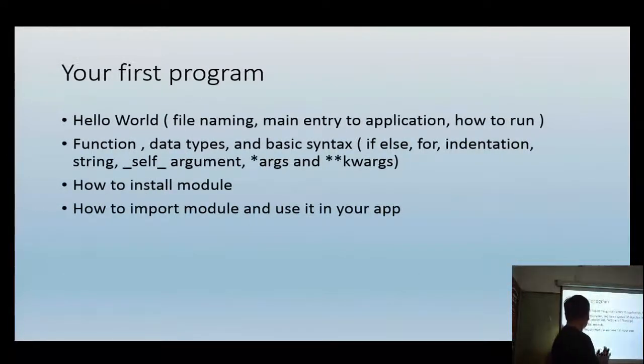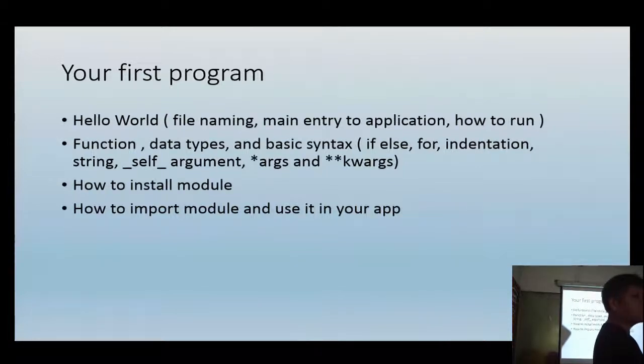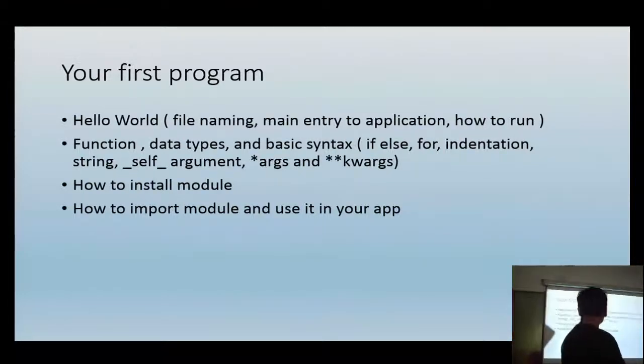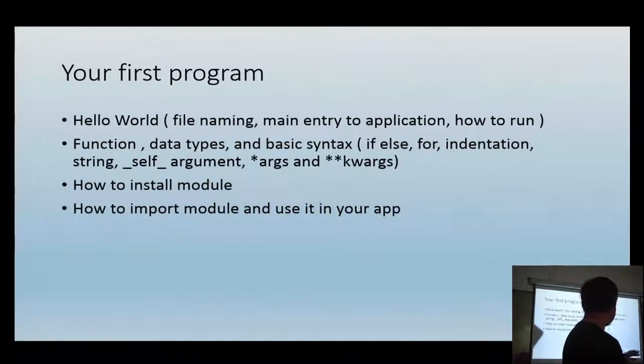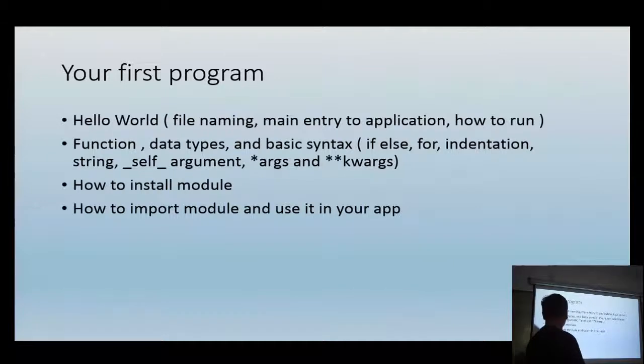So my first program, right? I tried to write a hello world to understand how to name the source code file, because in Java the class name must be the same as the file name, but in Python it's different. You can use any file name actually. And then how you write a main entry to the application, the main method in Java. And then how to compile and run your first program.